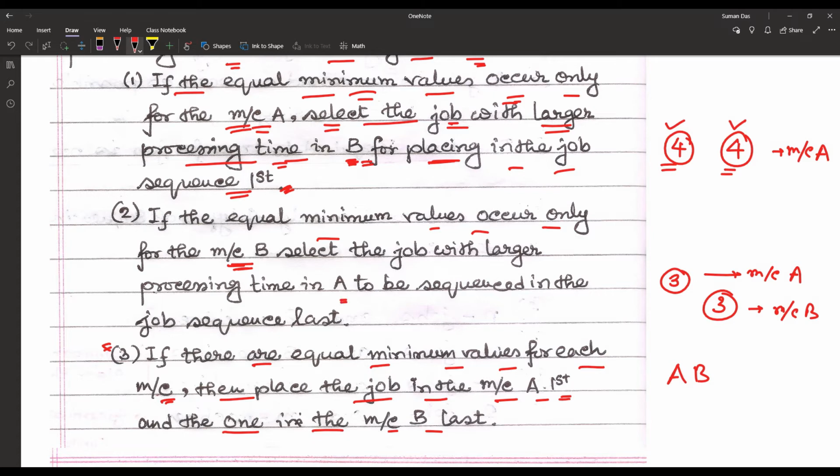Now we have to choose the larger processing time for machine A, and that job is to be sequenced last. Look at the first step: when the tie minimum processing value was for machine A, we looked at the machine B processing time, and the job with the larger one must be sequenced first. But in the case of B, we check the larger processing time for machine A, and that job must be in the sequence last.